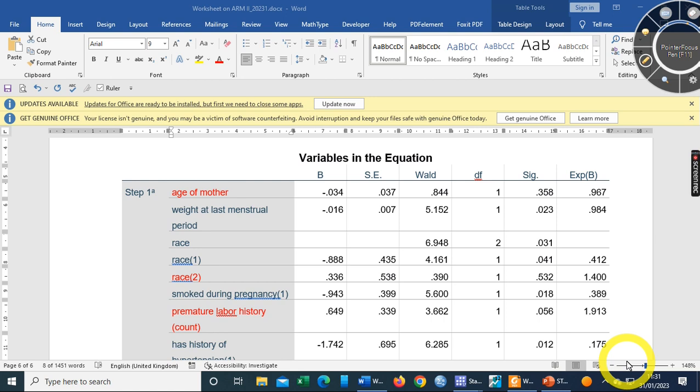Well, weight of the mother at last menstrual period: it says it is statistically significant and it is negative. As the weight at last menstrual period of the mother increases, the likelihood that her baby is low weight decreases.